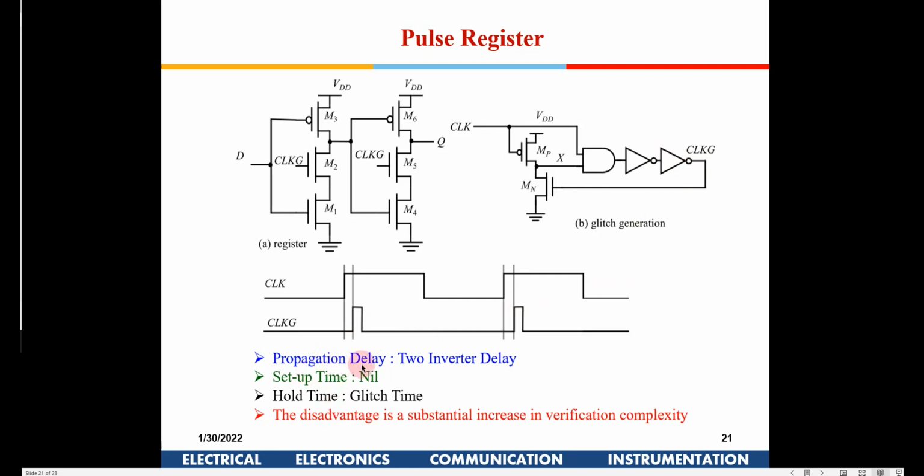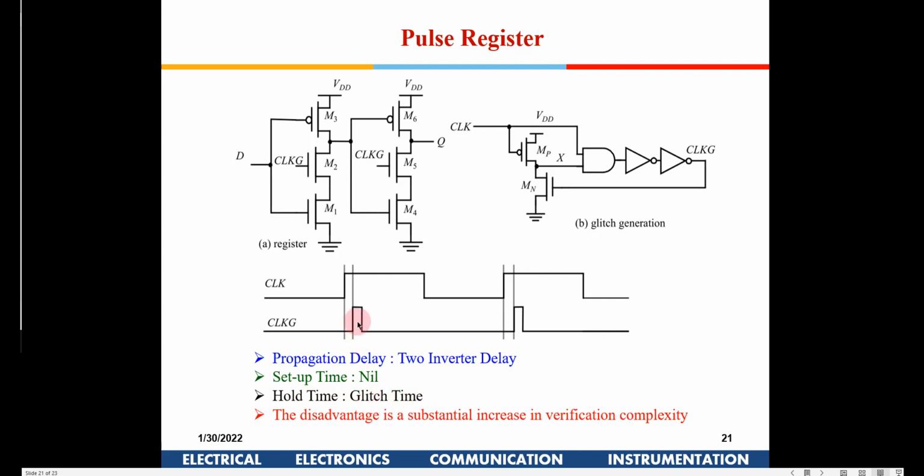So now if you see here, the propagation delay in this case is obviously from D to Q. When the clock is going high, it is a 2 inverter delay. Okay, setup time is nil, because when the clock is going high here, D is being sampled here, so there is no setup time. So whatever is available in D will be sampled. So there is no setup time. Hold time is the glitch time.